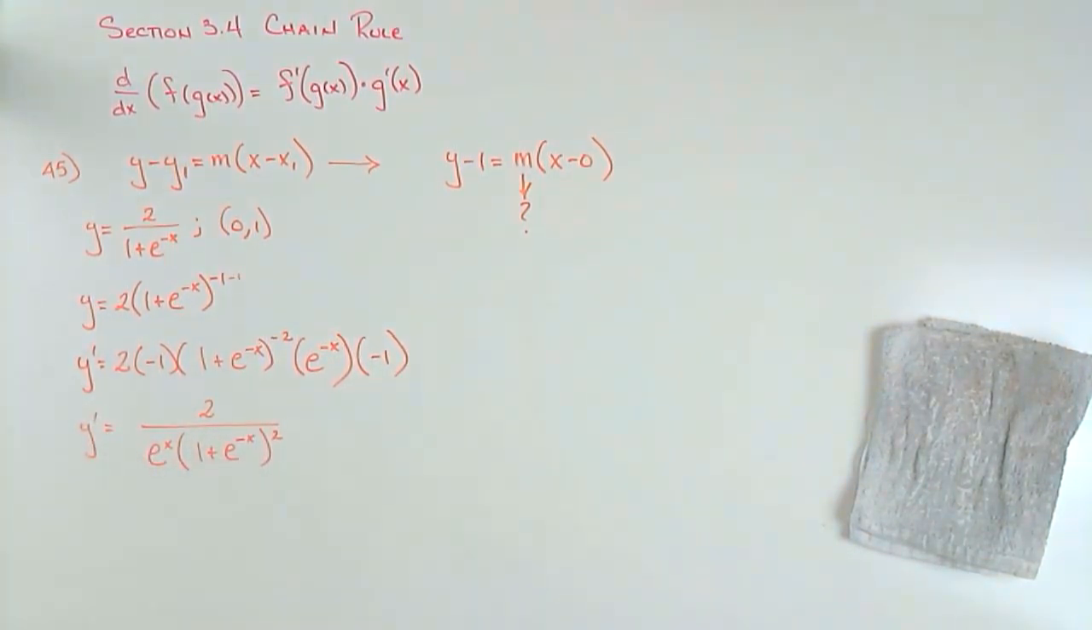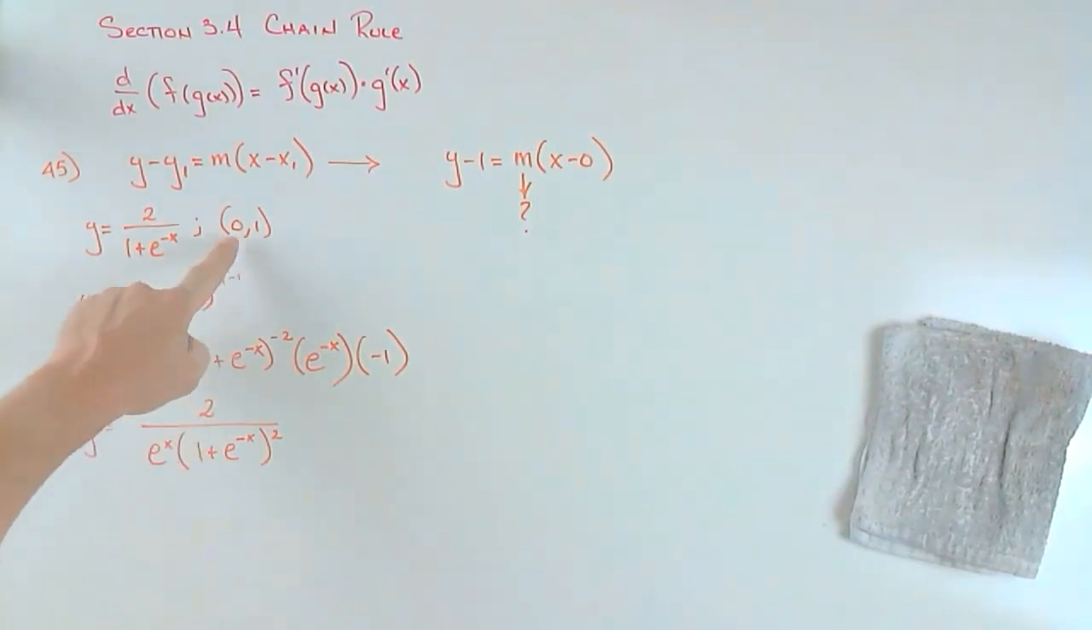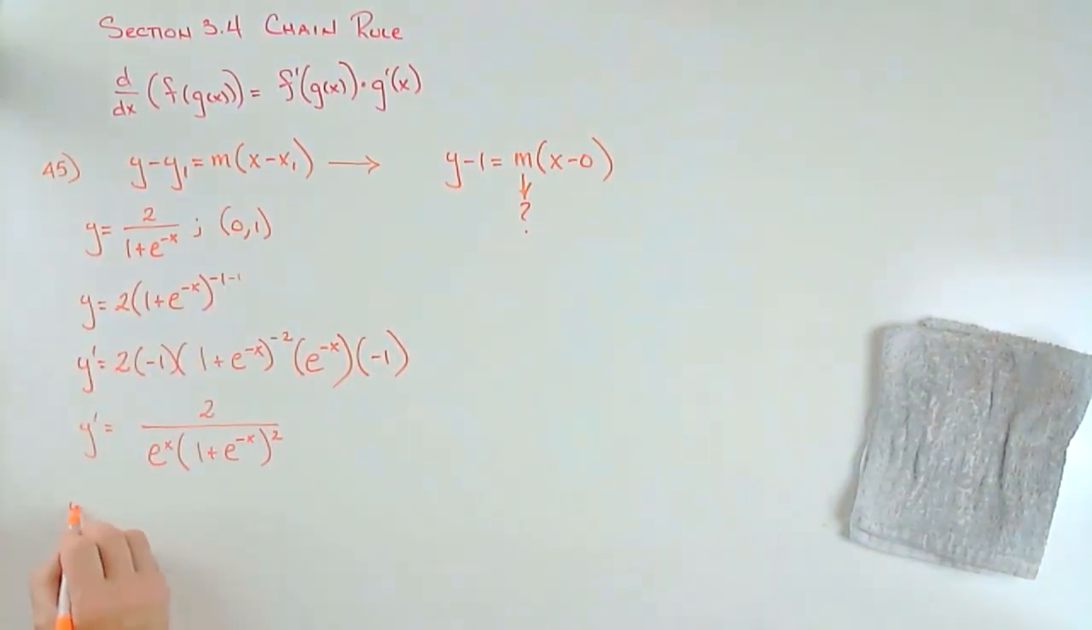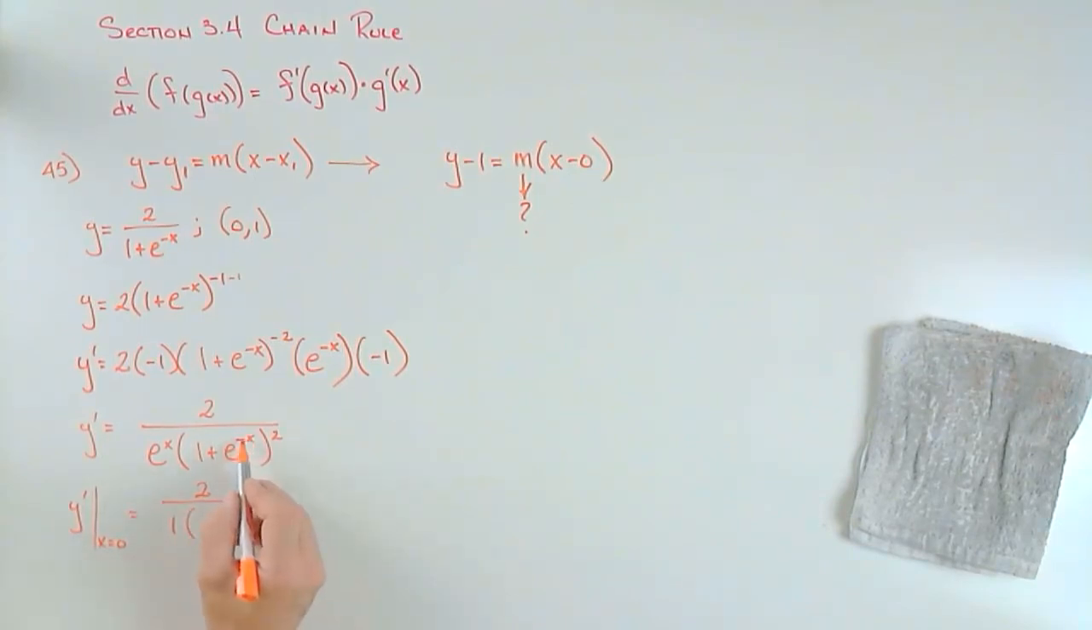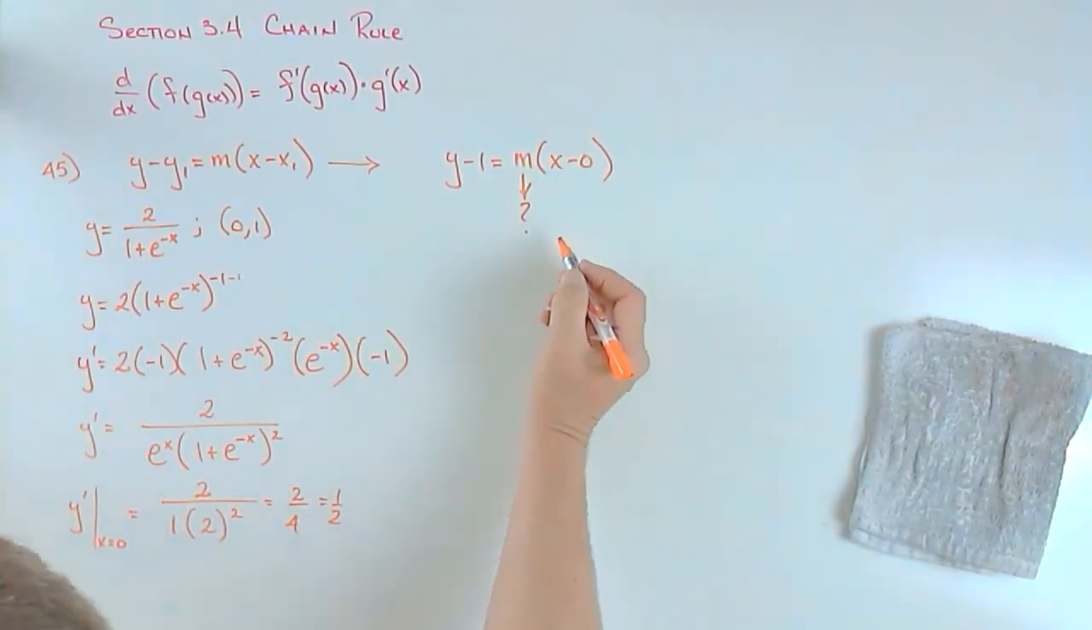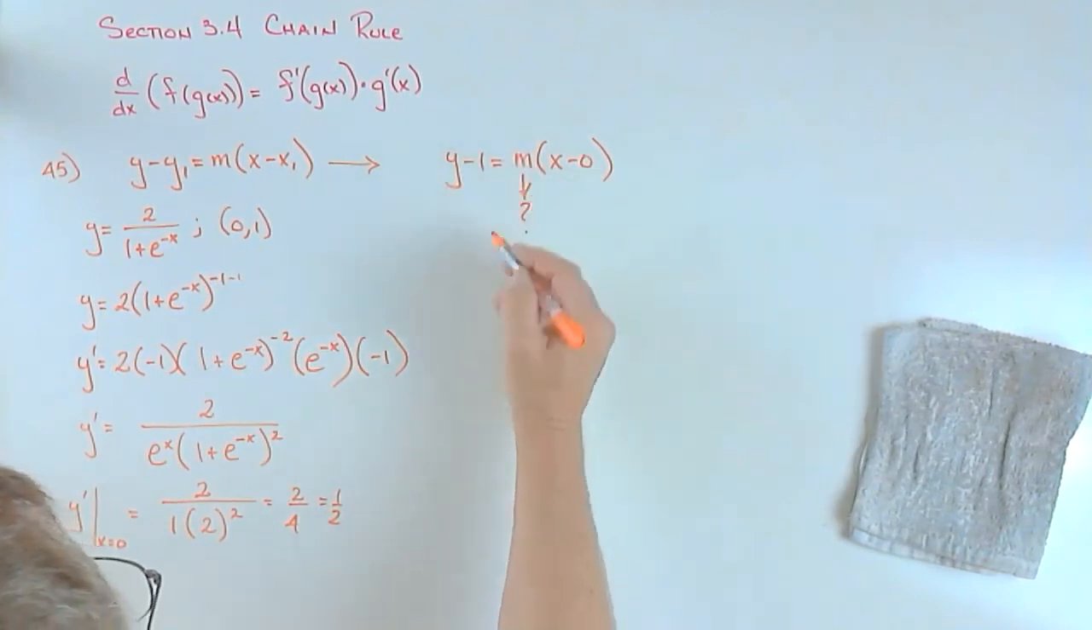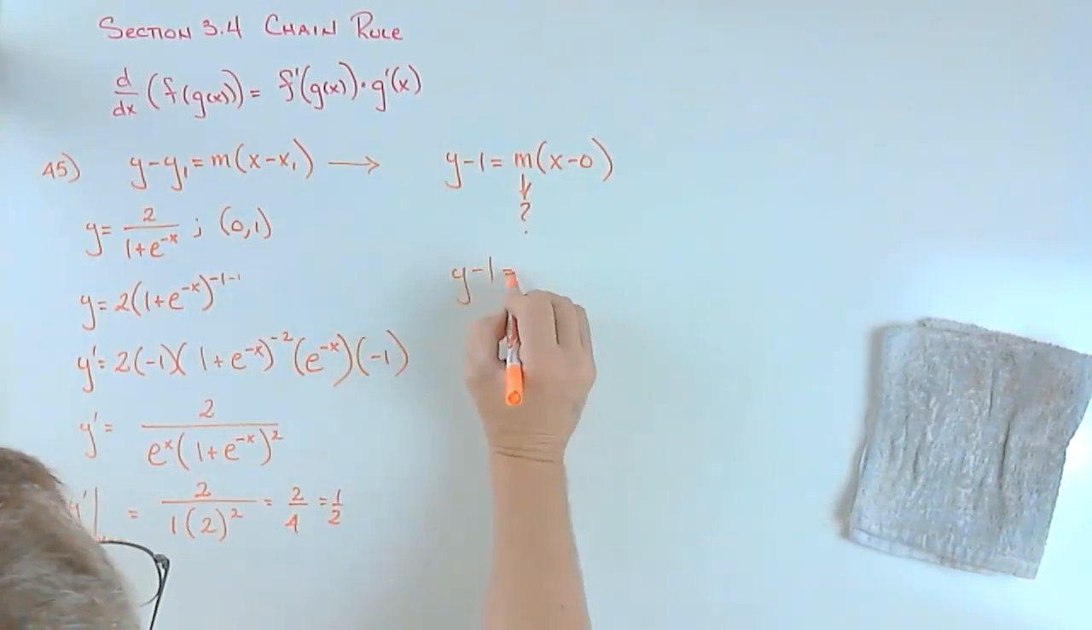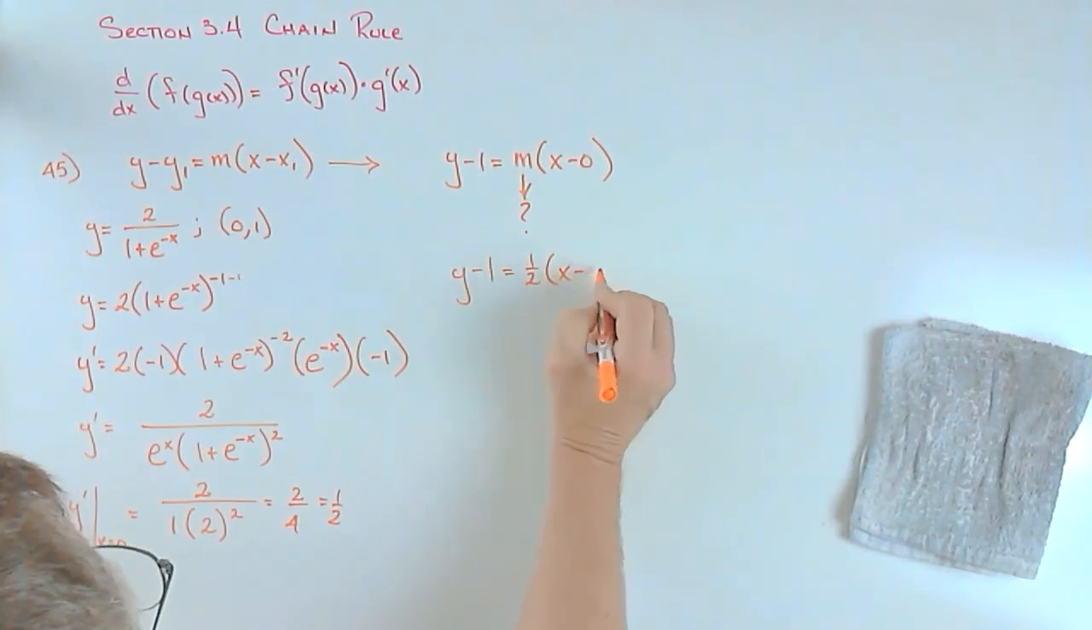Now, what are we going to do? We're going to plug in x is 0. So we're going to take y prime, and evaluate it at x equals 0. We're going to get a 2 on the top because that's a constant. e to the 0 is 1, so this is 1 plus 1, that's 2 squared. So we get 2 divided by 4, or 1/2. So the slope is 1/2. The equation of our tangent line then is y minus 1 equals 1/2 times x minus 0.